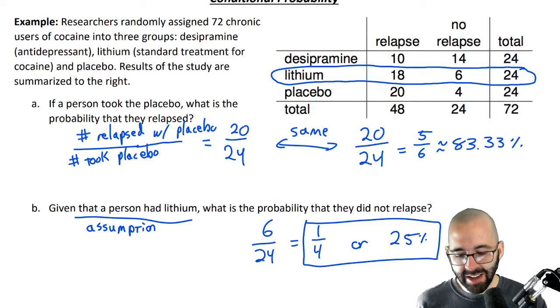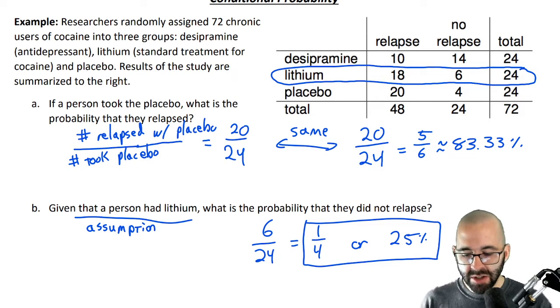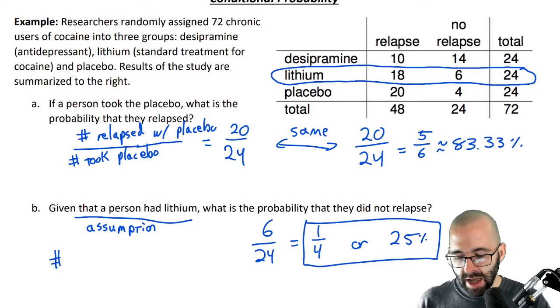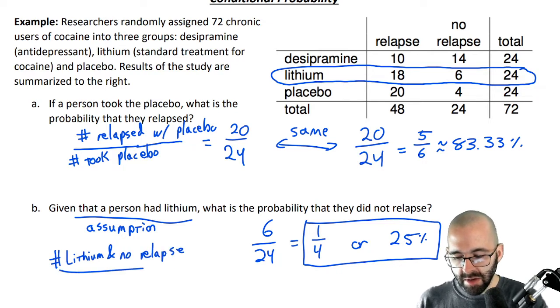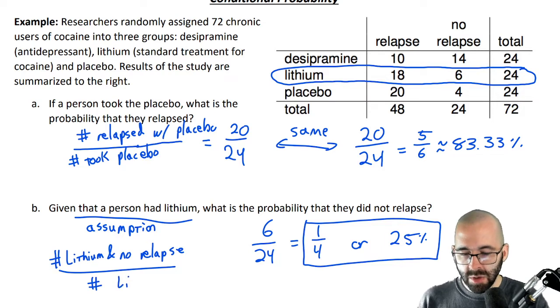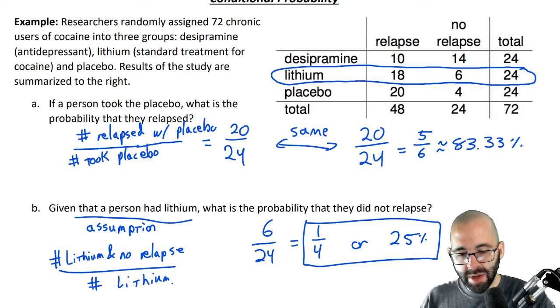Given that a person had lithium, what's the probability that they didn't relapse? We could also formulate it the same way. How many people had lithium and didn't relapse, divided by the total number of people who were taking lithium? That's just another way of calculating the same probability.